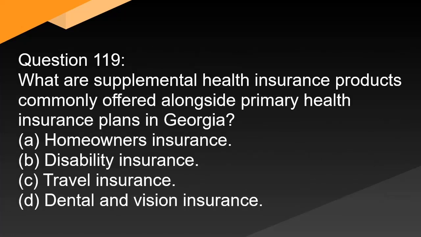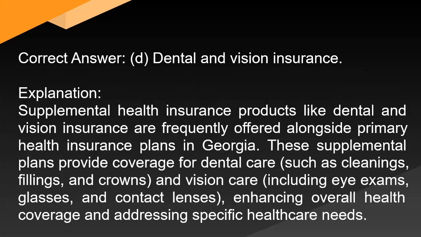Question 119. What are supplemental health insurance products commonly offered alongside primary health insurance plans in Georgia? Correct answer: D. Dental and vision insurance. Explanation: Supplemental health insurance products like dental and vision insurance are frequently offered alongside primary health insurance plans in Georgia. These supplemental plans provide coverage for dental care, such as cleanings, fillings, and crowns, and vision care, including eye exams, glasses, and contact lenses, enhancing overall health coverage and addressing specific healthcare needs.